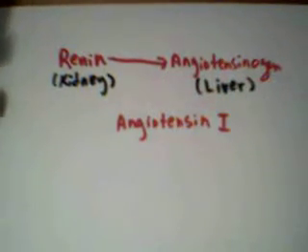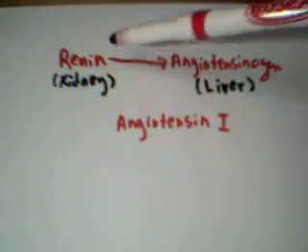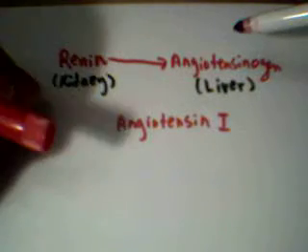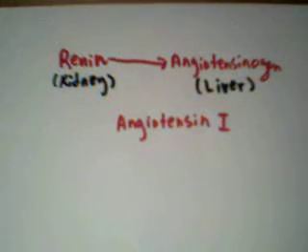So, just to reiterate these components of the renin-angiotensin-aldosterone system, renin is secreted in response to low blood pressure, low blood volume, low blood sodium. That's produced in the kidney by the juxtaglomerular cells of the afferent arterial wall. Renin enters the bloodstream, acts on a plasma protein called angiotensinogen, which is produced by the liver, and produces angiotensin 1.